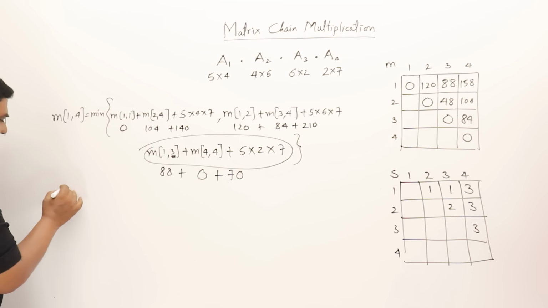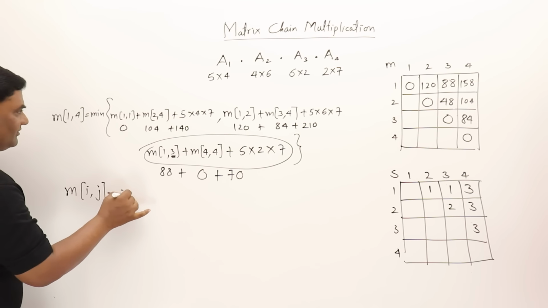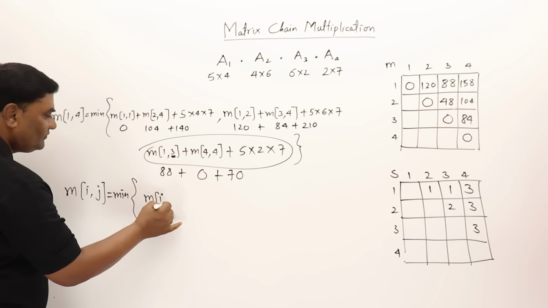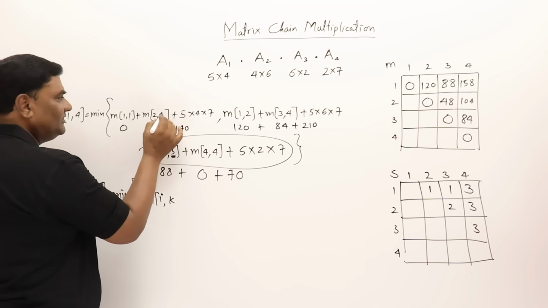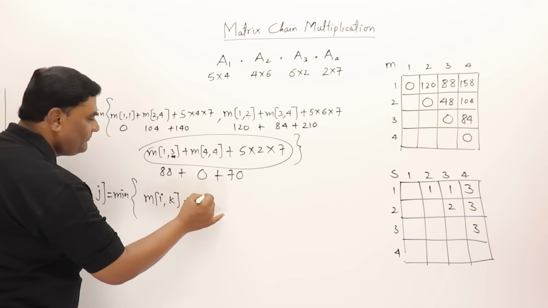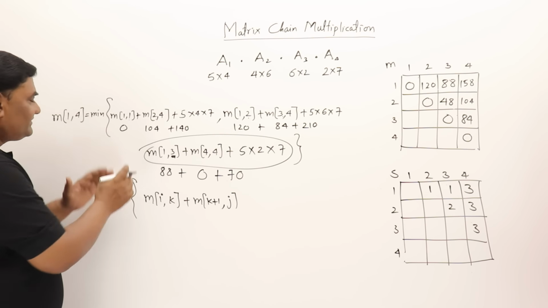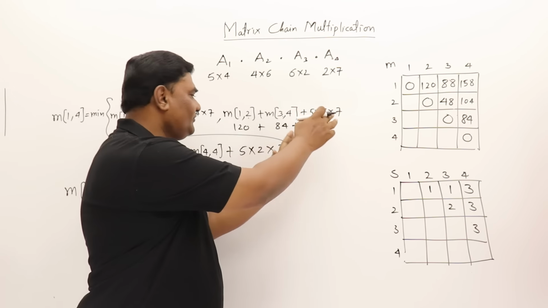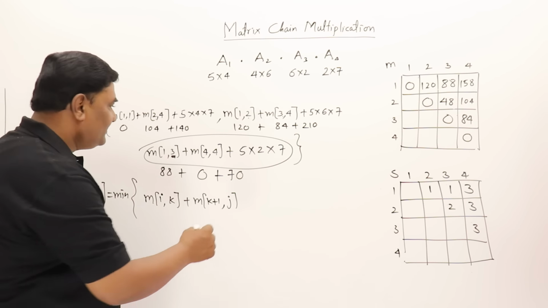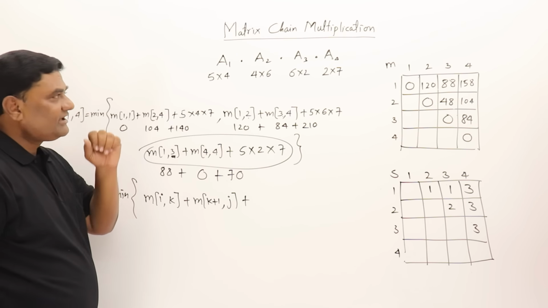Say here, if I say m of i comma j, minimum of, what is this? m of i to some k. So you can see that this was 1, so 2, then 2, then 3, then 3 and 4. So m of i comma k plus m of k plus 1 comma j. This is the formula I use. This is 1 comma 1, so 2 to 4. 1 to 2, 3 to 4. So 1 to 3, 4 to 4. i to k, k plus 1 to j. Then plus, this was getting multiplied. These are getting multiplied. So how should I represent them?